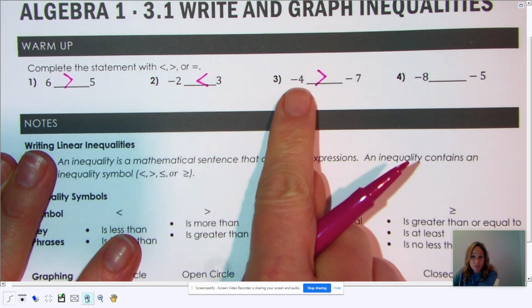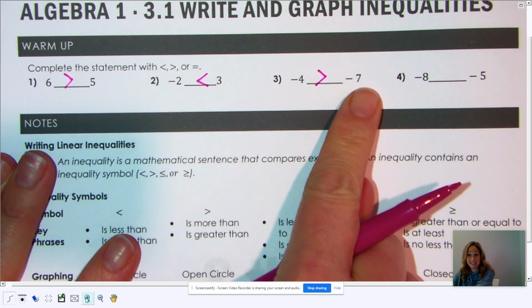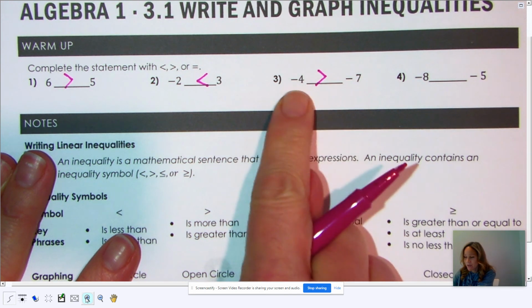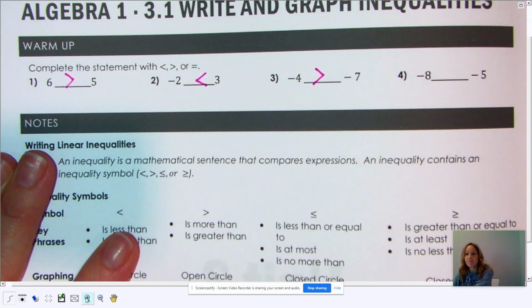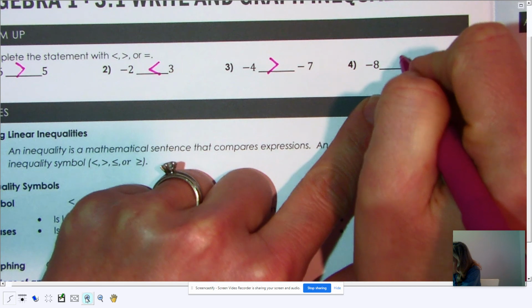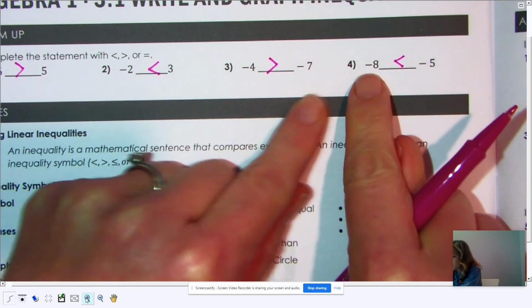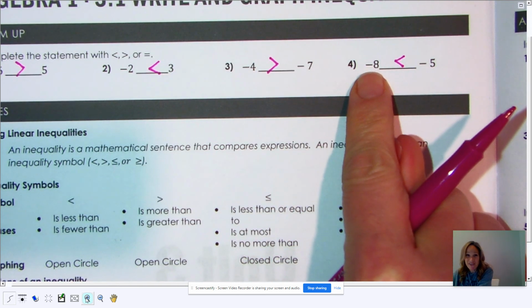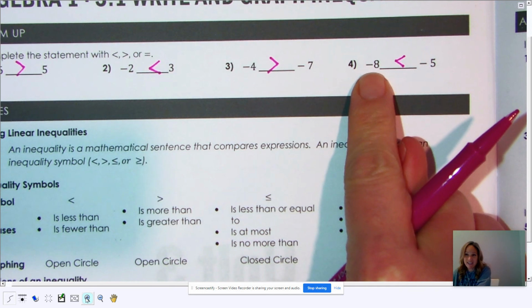Would you rather owe someone $4 or would you rather owe them 7? So we don't want debt. So the smaller the debt, the better it is. And then same thing over here for number 4. -5 is actually a higher value than -8. Okay, so hopefully you guys had those all right. If not, just fix it on your papers.